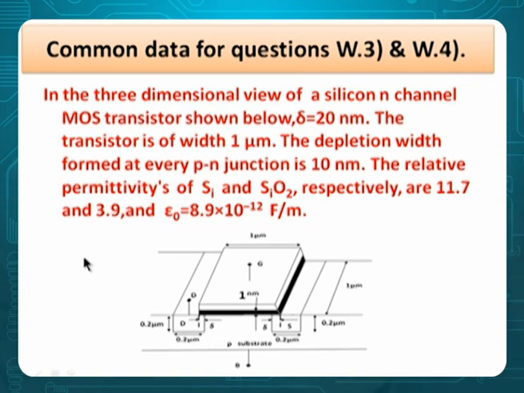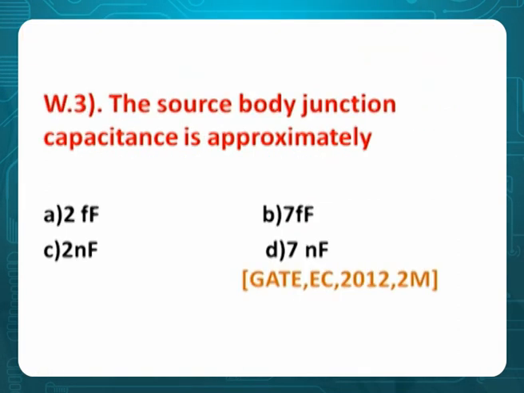So based on this data, we have 2 questions. Let us see the questions here. The first question on the database, in our sequence the third problem: the source body junction capacitance is approximately 2 femtofarad, 7 femtofarad, 2 nanofarad, 7 nanofarad. GATE EC 2012, 2 marks, because generally in common data questions we have 2 marks each, therefore total is 4.